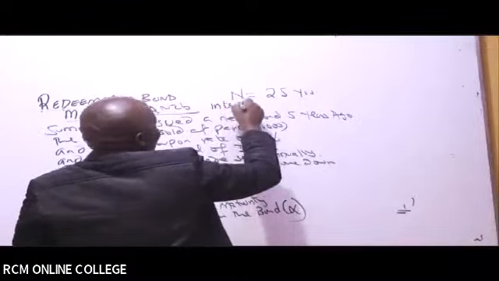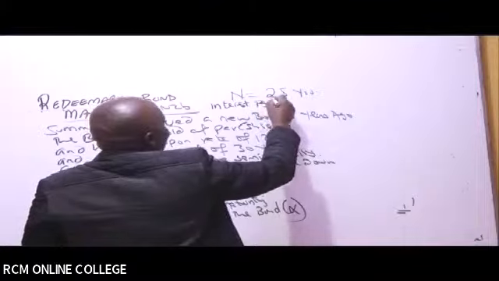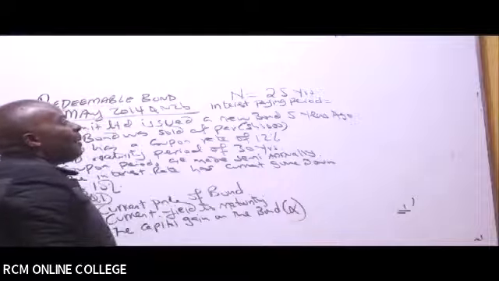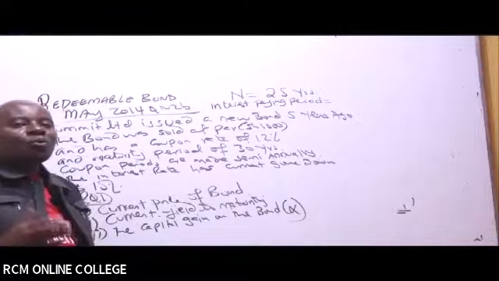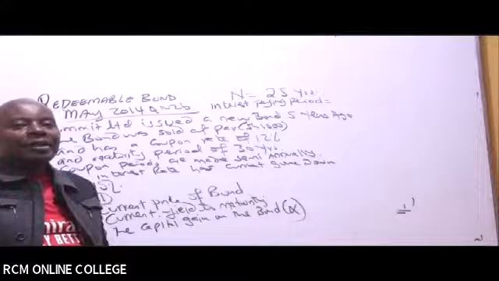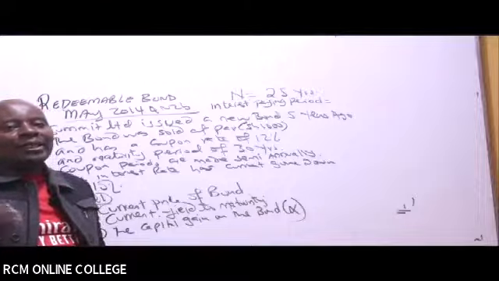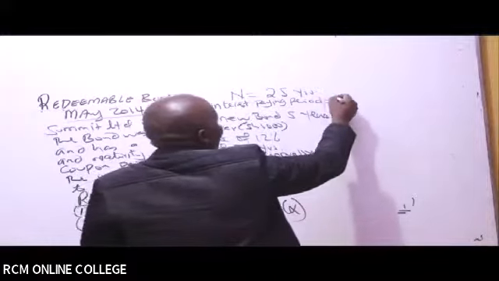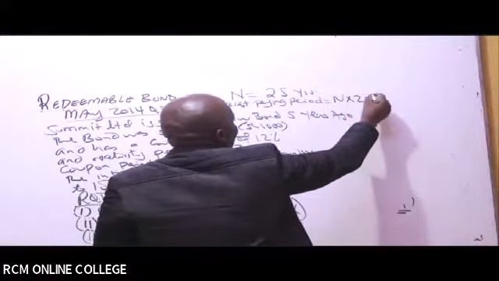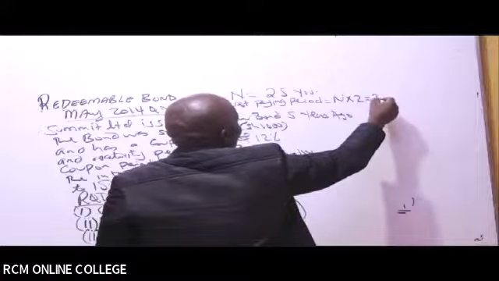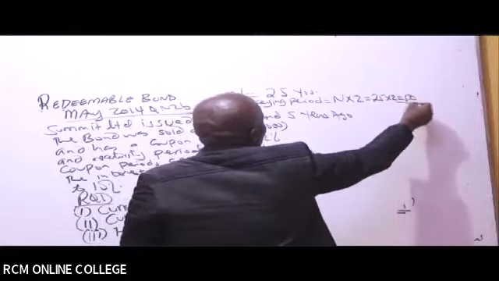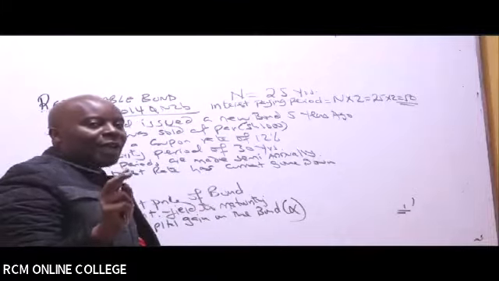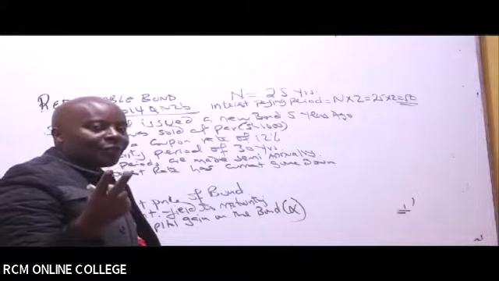Interest paying periods. Remember, this bond is going to be paying us semi-annually. We said whenever you hear the word semi, you must always double this. So in this case, it will be n times 2. This becomes 25 times 2, which is 50. So those are the interest paying periods, because every year we shall be receiving interest twice.